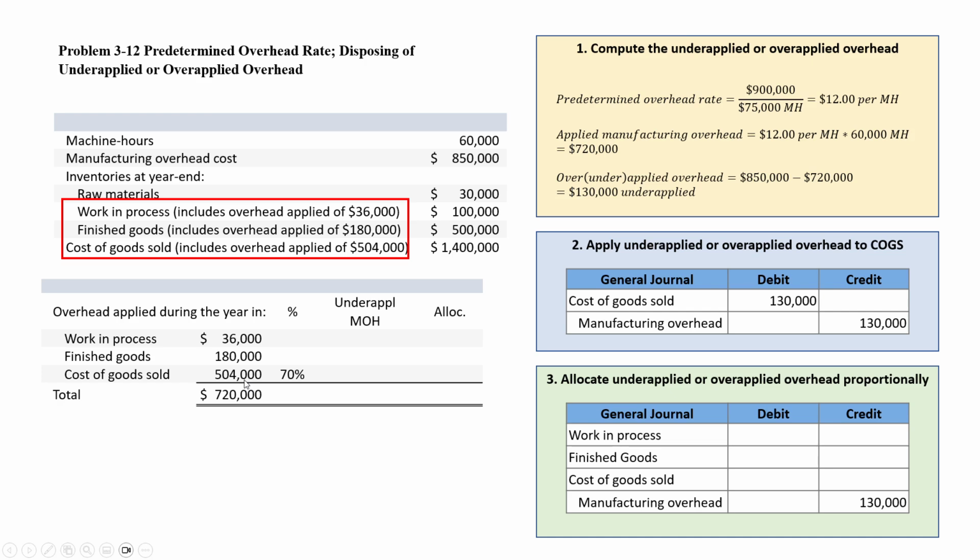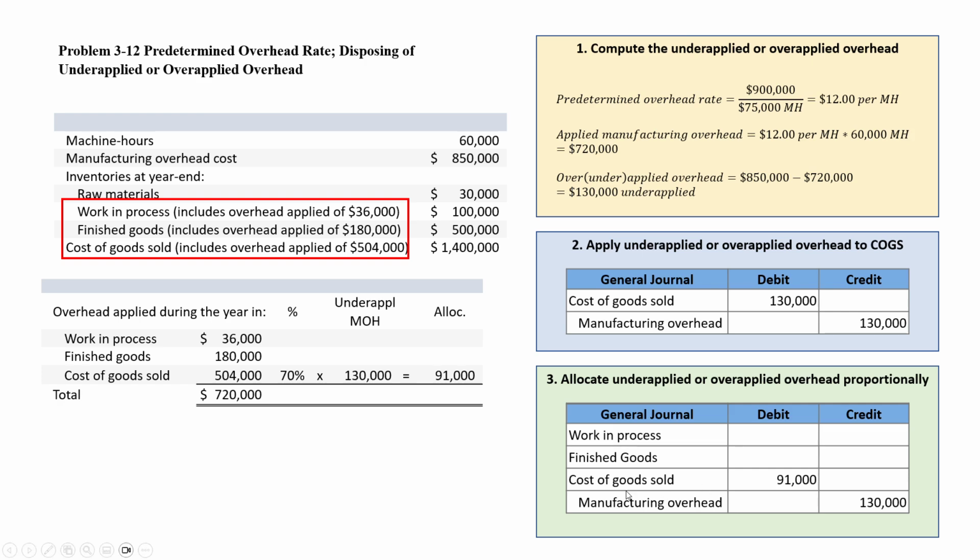If we add those three up, again, that's the applied overhead of $720,000. Take the $504,000 applied into cost of goods sold, divide it by the $720,000 applied altogether, and 70% of the overhead was applied to cost of goods sold. So take that 70%, multiply it times the $130,000 that is underapplied, and 70% of that $130,000, or $91,000, instead of all $130,000, is going to get allocated to cost of goods sold. So instead of our journal entry including just one debit to cost of goods sold for $130,000, it's going to be a lesser amount of $91,000.